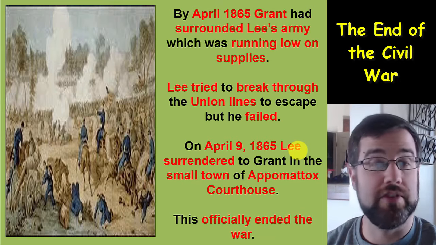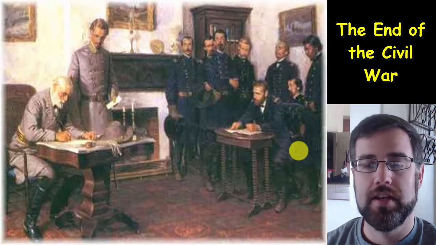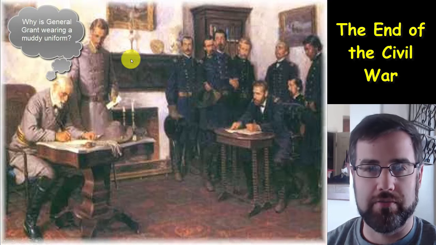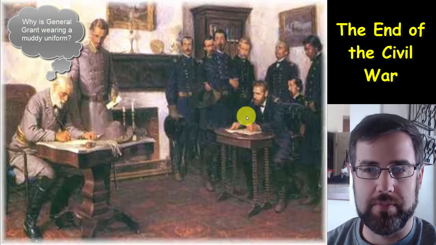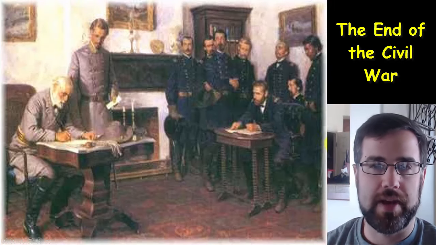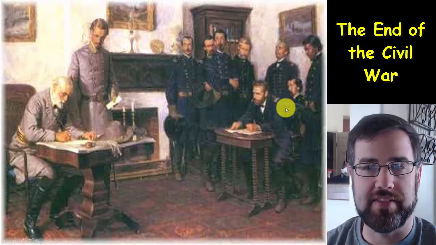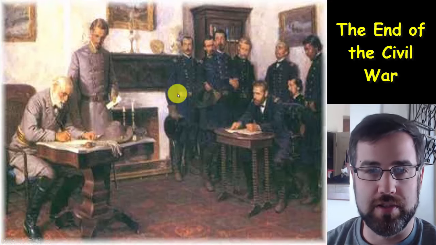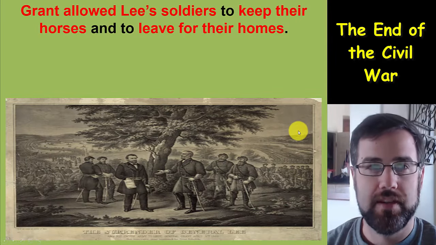And so this is officially going to end the war. Here's a picture of Robert E. Lee, the Confederate Army, signing the surrender documents, and Ulysses S. Grant over here of the Union Army. This painting symbolizes the end of the war between the Union and the Confederacy.